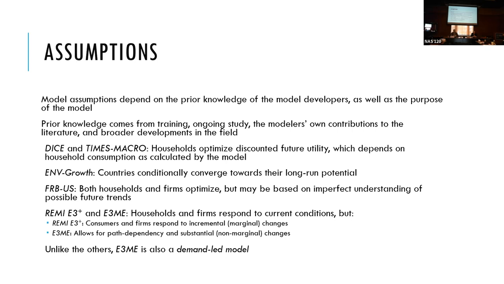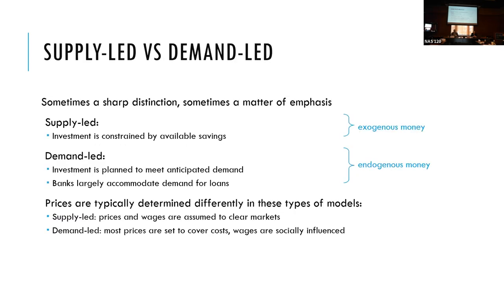Unlike the others, E3ME is also a demand-led model. It is the only demand-led model in this example. The models I build are demand-led. So in a supply-led model, investment is constrained by available saving. In demand-led models, investment is planned to meet anticipated demand. So that's a forward-looking bet, while banks largely accommodate demand for loans. In technical terms, the supply-led ones are often connected to exogenous money models and demand-led to endogenous money. Typically, prices are determined differently in these different kinds of models. With supply-led, prices and wages are assumed to clear markets, whereas in demand-led, prices are set to cover costs, whereas wages are socially influenced.